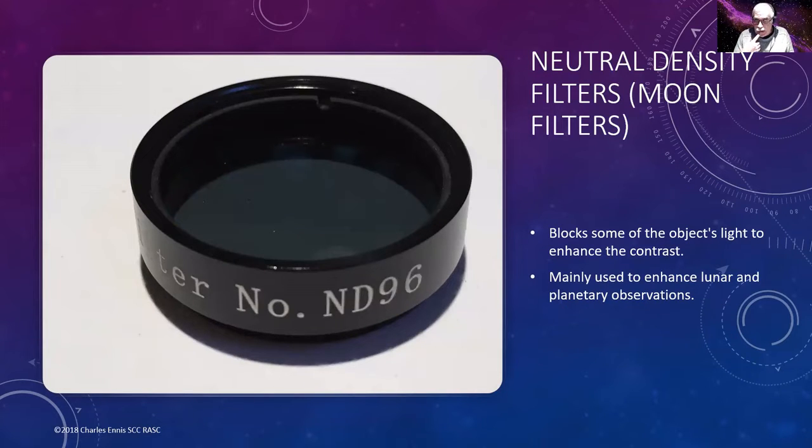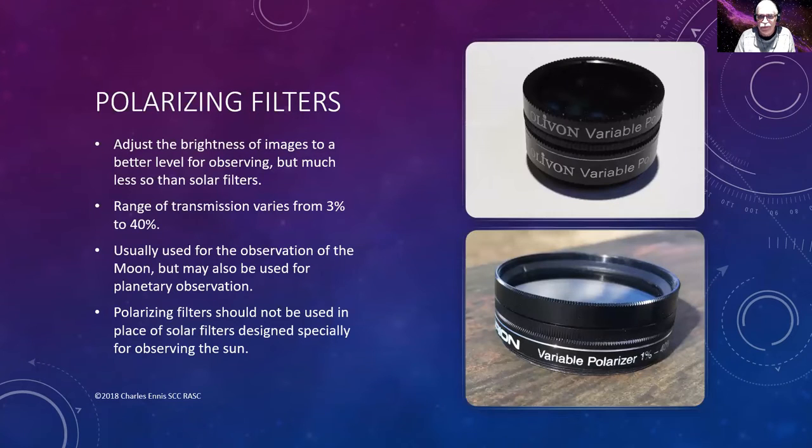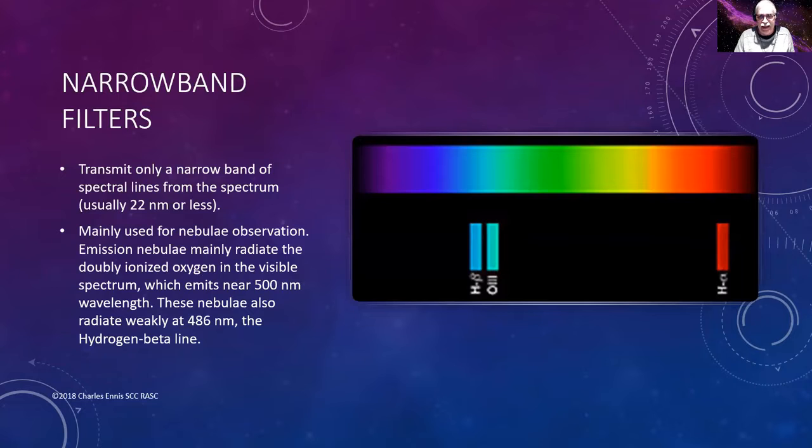If you're looking at the moon, and if you've ever tried to do that without a neutral density filter, what happens is you take your eye away from the eyepiece and you've got night vision in one eye and not in the other. It's a really good idea to use a neutral filter if you're going to view something as bright as the moon. You can also use a polarizing filter, which will adjust to give you a range of transmissions between 3 and 40 degrees. You can use them for planetary observations as well, but don't ever try to use this as a solar filter. Bad idea. We'll talk a little bit more about solar filters in a moment.